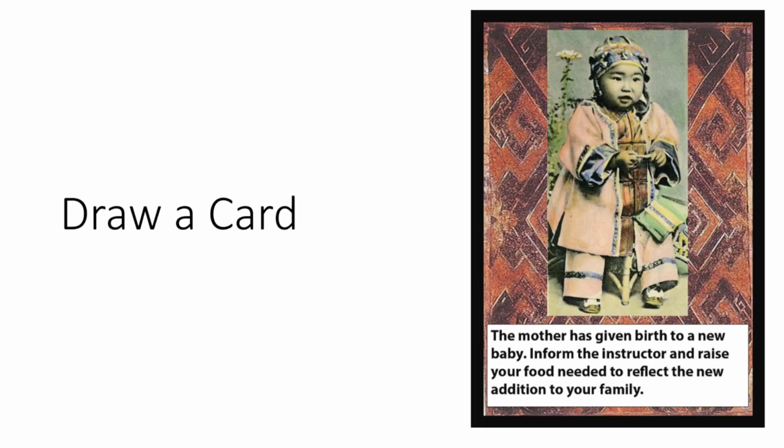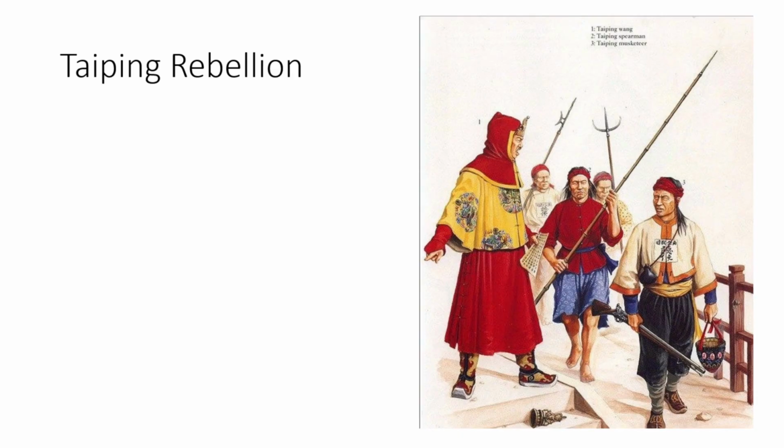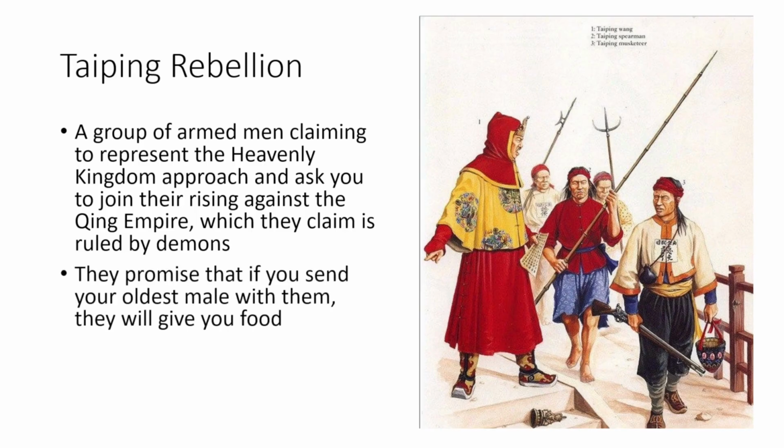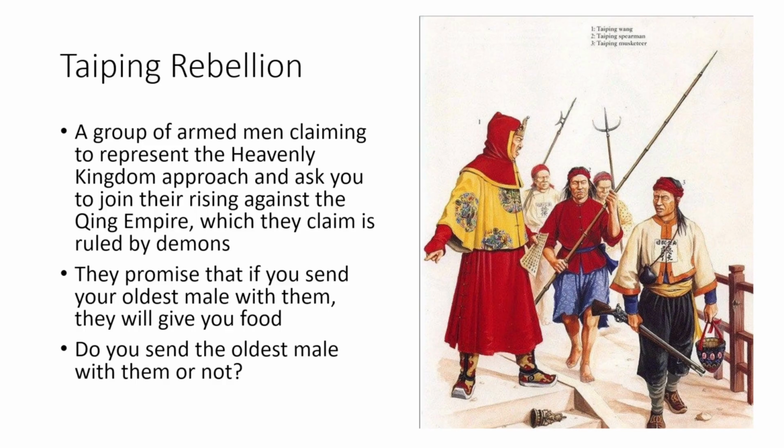So you would now draw a card and resolve an event. Now it's time for us to fight the Taiping Rebellion. A group of armed men claiming to represent the Heavenly Kingdom approach and ask you to join their rising against the Qing Empire, which they claim is ruled by demons. They promise that if you send your oldest male with them, they will give you food. Do you send the oldest male with them or not? This would usually be the father/husband, but if he's dead, it would be the son.